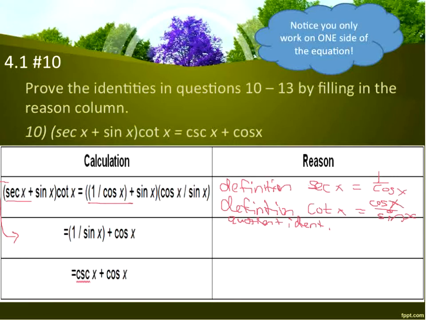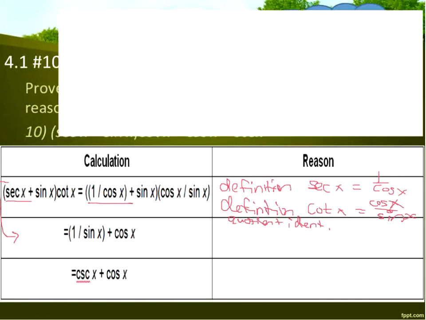Because think about what this really is saying. If I had a lot of space and I was really doing it correctly, let me give myself some room. If I had 1 over cosine x plus sine x, that's times cosine x over sine x. This is what this says. I just wrote it up and down from each other. So what they're going to do is take your cosine x over sine x and really distribute it. They're multiplying it times the first term and times the second term.